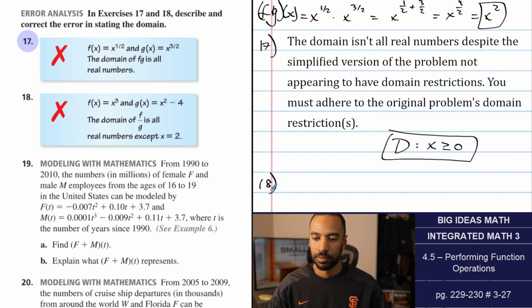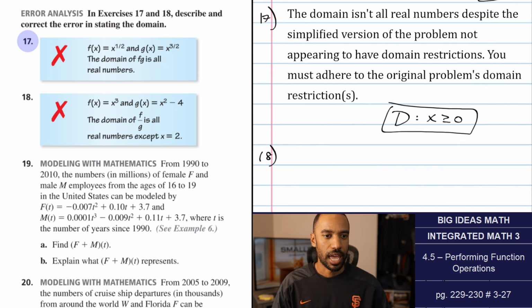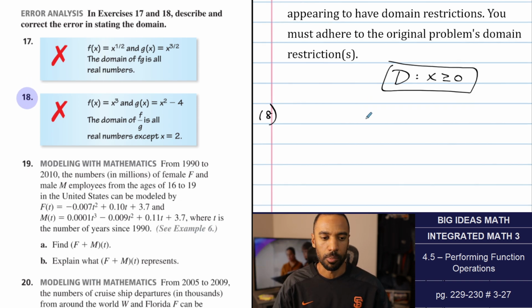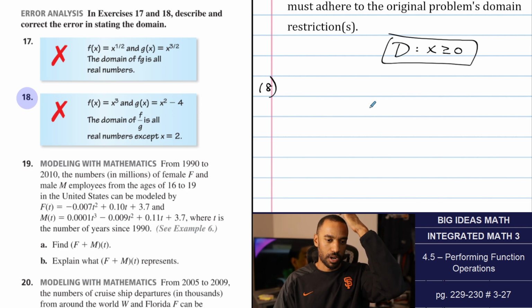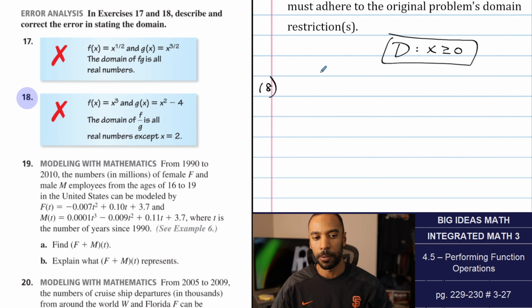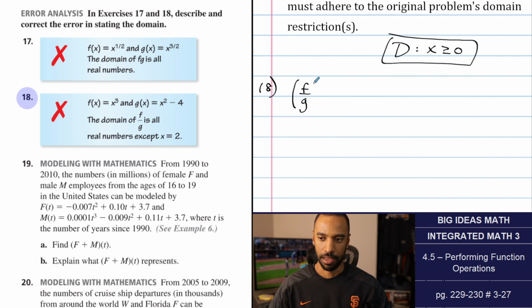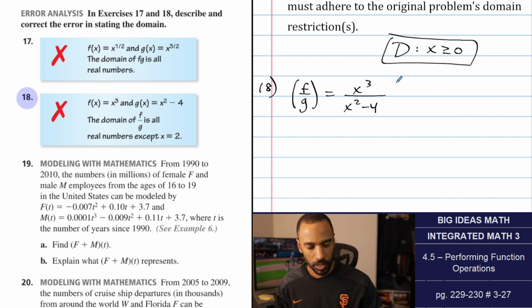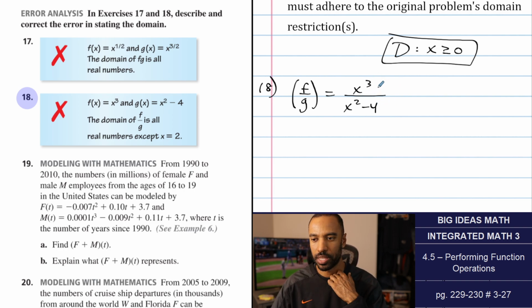Okay, number 18. Once again, about domain. There are a lot of other things you can do for error corrections on these ones, but it seems like they're going to stick to domain. Domain is all real numbers except x equals 2. Okay, so at least with this one, we have some more things that we can talk about. So this is f over g. I'm going to start by writing some things here. F over g equals x cubed over x squared minus 4. At least this is an example. We're going to do more things with these in a different chapter, especially when they're bigger polynomials or quadratics.